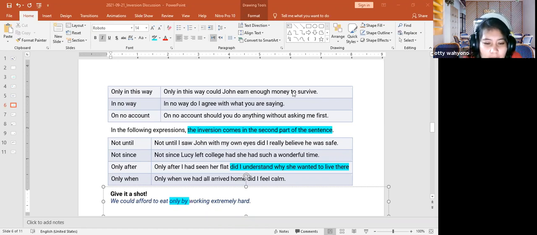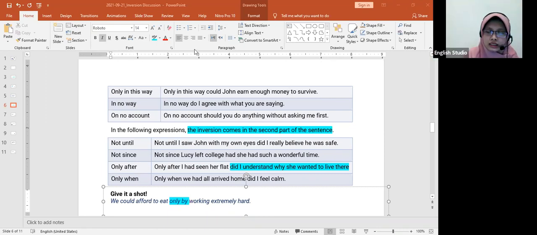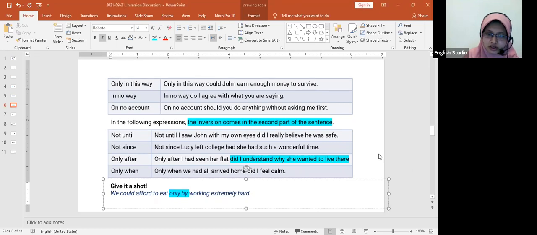Only by working extremely hard could we afford to eat. Great, ya betul. Thank you so much, Miss Oti ya. Well done ya. Okay, that's why I will also ask you to read the answer directly, yeah, because as I previously mentioned in the beginning of our class, inversion is not only used in writing but also in speaking, yeah. Jadi after learning these materials or the theory of inversion, I hope you can put it into practice in the upcoming speaking session.